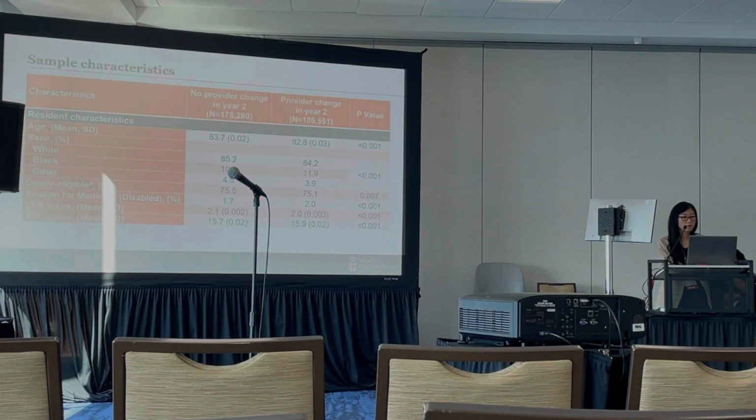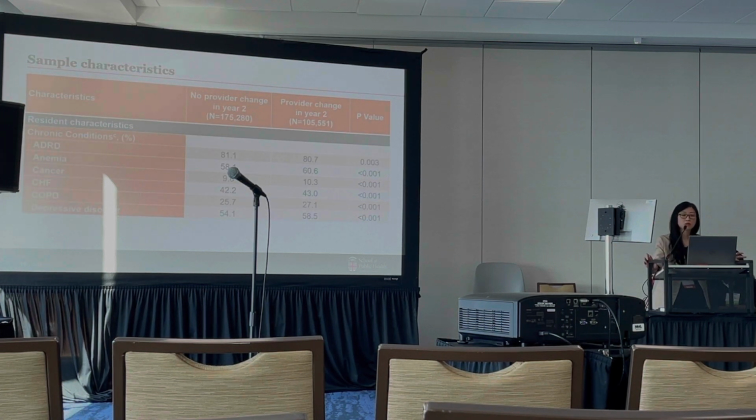So let me share the findings. Our sample included 280,831 long-stay nursing home residents. And the baseline characteristics were identified by provider change versus no provider change group by looking at the first year-quarter records of them. And as you can see here, demographic characteristics between those two groups were very similar. P-values were mostly significant due to the large sample size, but the differences were clinically not meaningful.